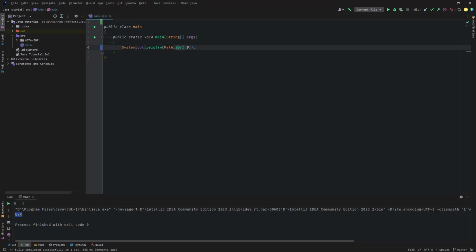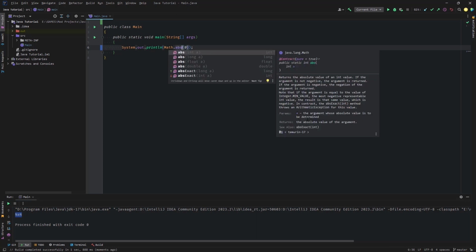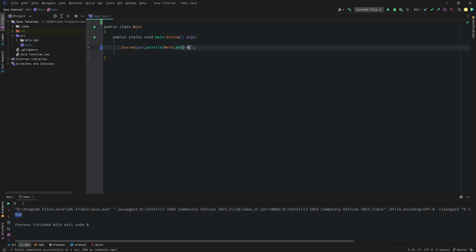So abs, the next one, is absolute. So let's give it a negative number. The absolute of a negative number is the positive number. Simple math, but very useful stuff when it comes to programming. So as you see, it dropped the negative part. It returns just the positive value.